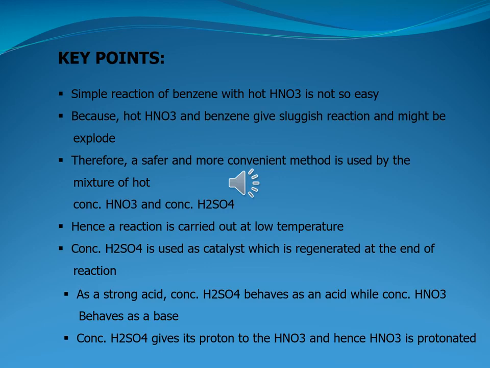Concentrated sulfuric acid is used as a catalyst, which is regenerated at the end of the reaction mechanism. As a strong acid, concentrated sulfuric acid behaves as an acid, while nitric acid behaves as a base. So, concentrated sulfuric acid gives its proton to the nitric acid, and hence nitric acid is protonated, which after that leaves a water molecule and converts into the nitronium ion. The nitronium ion can now be used as a strong electrophile for the nitration of the benzene molecule.